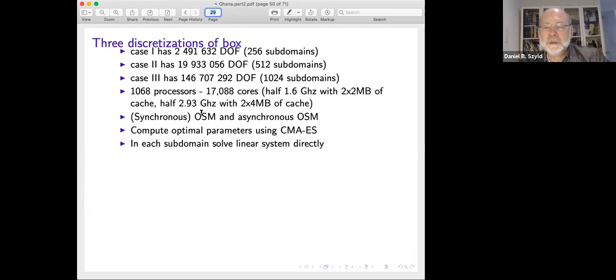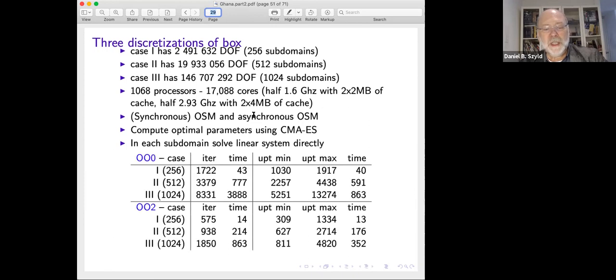So we run the same code with synchronous and asynchronous optimal Schwarz method with the same constants alpha and beta. And in order to make it simple, each subdomain will solve the system directly. So here is the picture. This is one parameter. The number of iterations grows about the same way. So this doubles and then doubles again. The time goes way more.